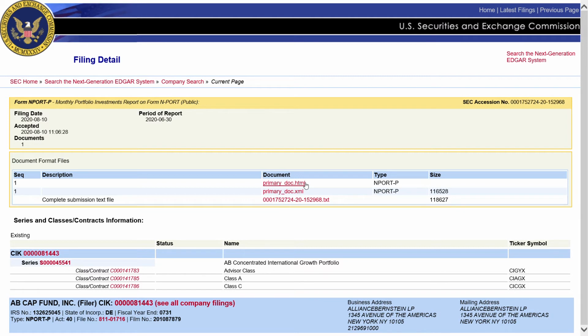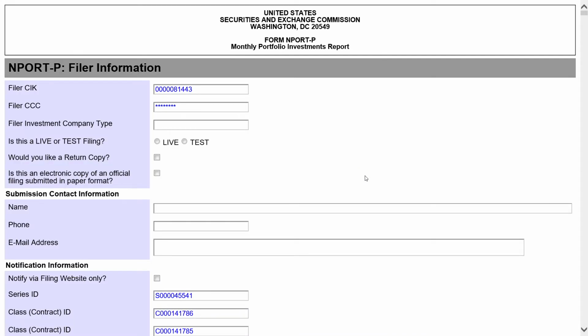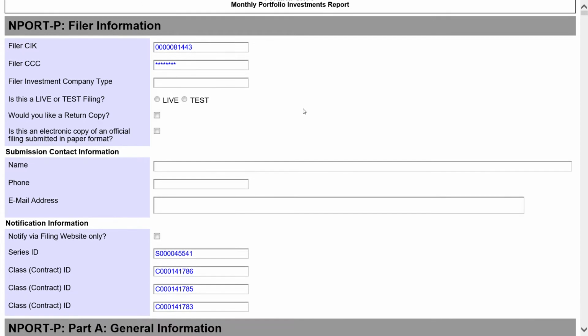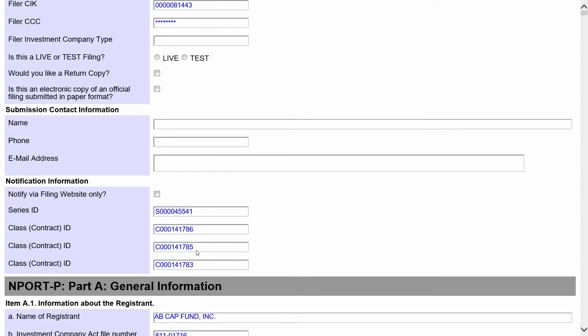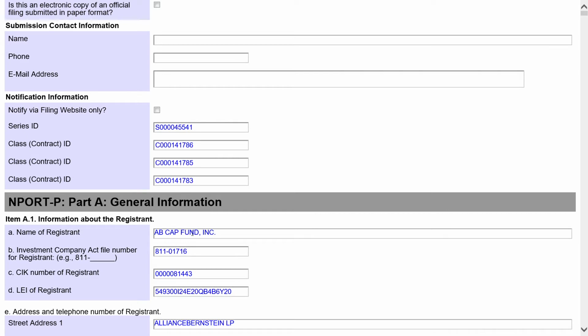And you basically click on the top one, primary_doc.html. At the end of the video, I'm going to quickly review how to automate this with a computer, and this is where the primary_doc.xml will come into play. But for now, the focus of this video is the manual process. Let's click on the primary_doc.html, and we'll come to an HTML page. At the top of the form is the CIK, that's the company code, the series and the classes that are covered by this report, meaning they all have the same investment, and this gives you some information about the fund company.